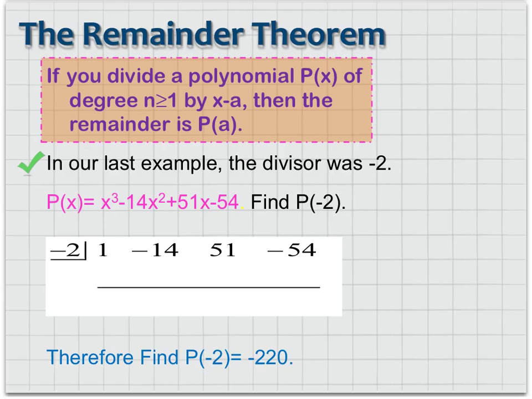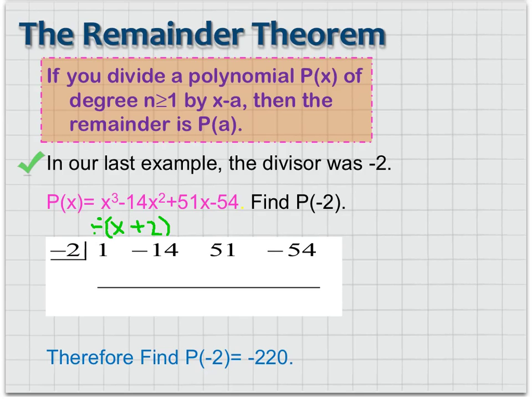It says that if I have a polynomial p of x and I divide it by the term x minus a, then the remainder is going to be p of a. So let's remember what p of a means. P of a means the value of the function where I replace every x with the value a. So in the last example that we did, we had this polynomial function. We were dividing it by x plus 2. We knew that if we were dividing it by x plus 2, our root was negative 2.